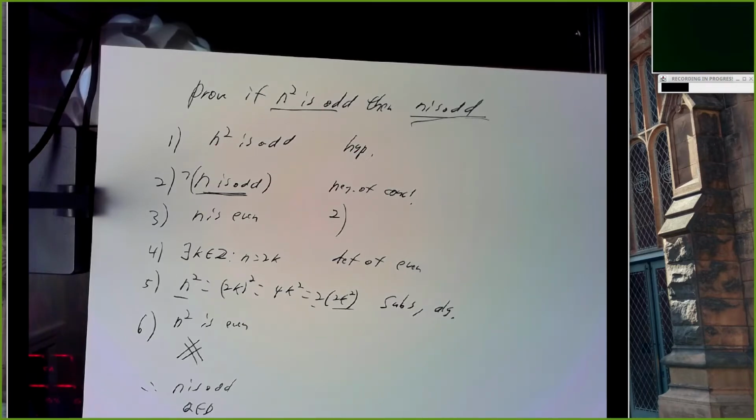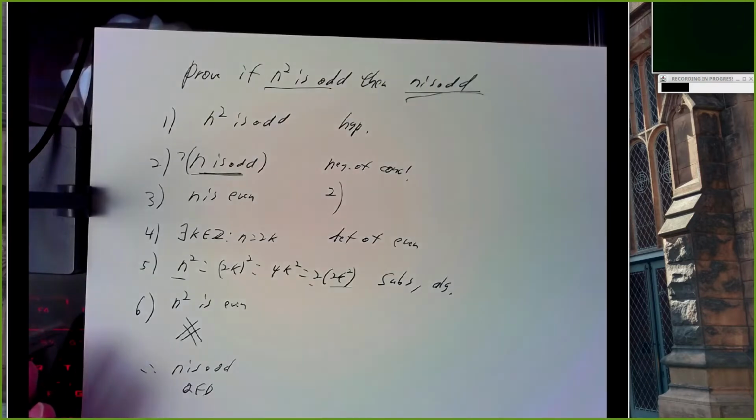All right, other questions around that? Well, I have a question about that actually. That kind of went over my head. How does proving n squared is odd make n odd? I don't really see how that really proves it.